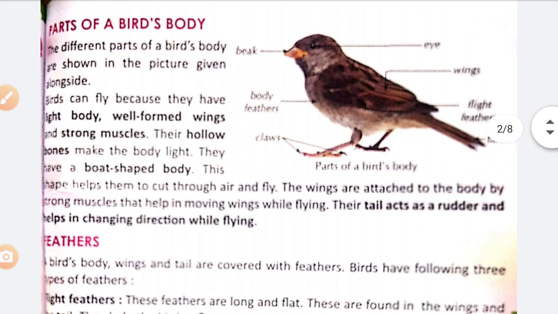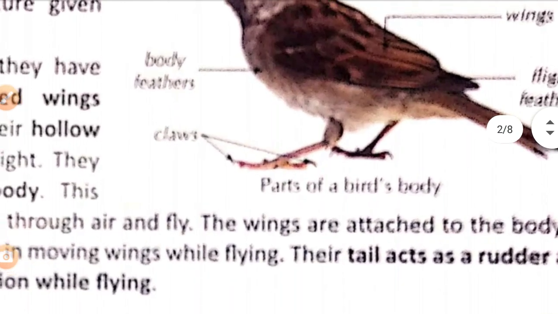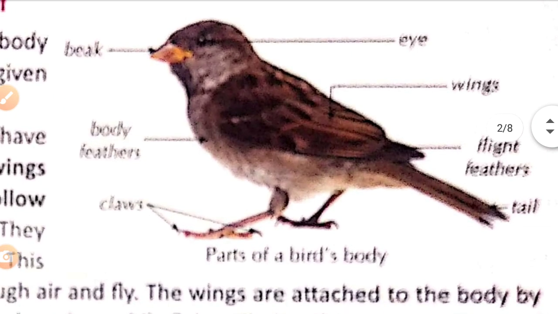Students, we have to see now the parts of a bird's body. The different parts of a bird's body are shown in the picture given alongside. See the picture, you can see it properly. Here is the beak.